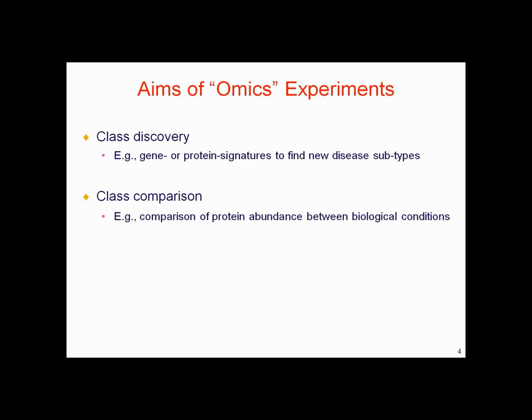And finally, you can have class prediction, where you could use gene or protein signatures for diagnostic purposes, meaning that you might want to, for instance, decide upon a signature whether someone is sick or healthy, or whether someone will develop disease progression in 5 years or not. So these are the three different types of goals of omics experiments, and depending on the type, we may need to adapt the design to the particular goals of the experiment.